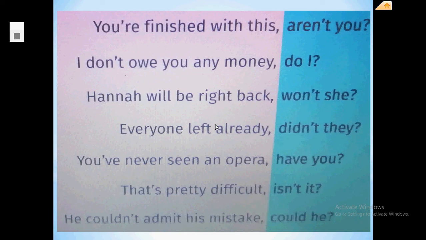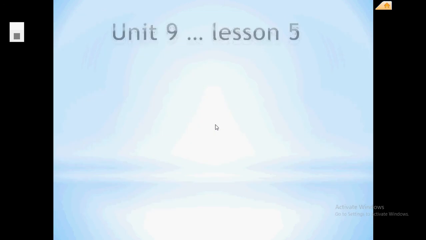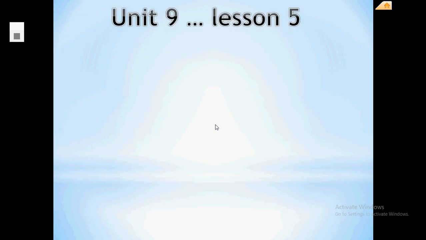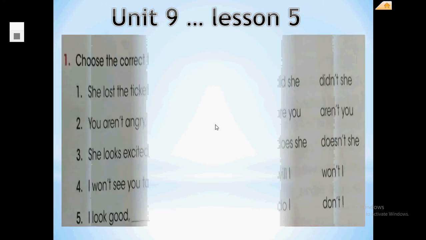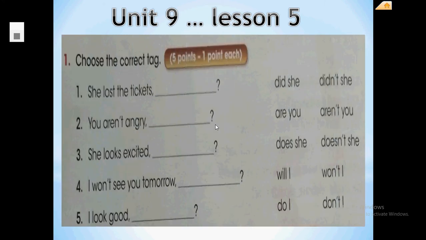Very good, guys. Now, let's move to your student book page 98. It's Unit 9, Lesson 5. Exercise number 1. Here he wants you to choose the correct tag. Here are some sentences from 1 to 5, and there are tag questions. Each sentence has 2 answers. One is right and the other is wrong. Okay? You should choose the correct one. You have 1 minute to read these examples.